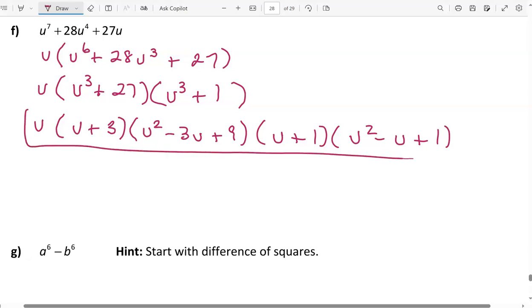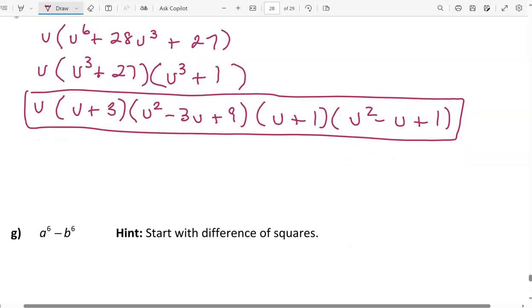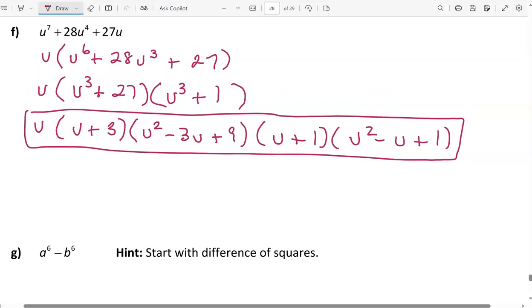Remember, the trinomial factors of sum or difference of cubes cannot be factored again, so now we have our final result. I almost thought that was a u substitution, but it's not. U was the original variable in the trinomial to be factored, so we are done.